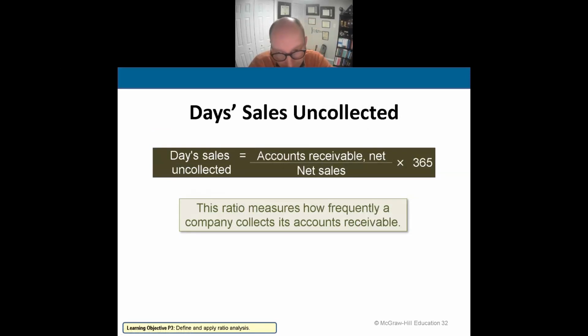Days sales uncollected. This shows me how frequently I can collect my accounts receivable from my customers. We take accounts receivable divided by net sales times 365 days. Accounts receivable is found on the balance sheet, net sales or net revenue is found on your income statement, times 365 days. This tells me how frequently I'm collecting cash from my customers on accounts receivable.